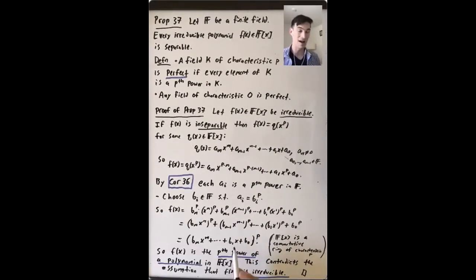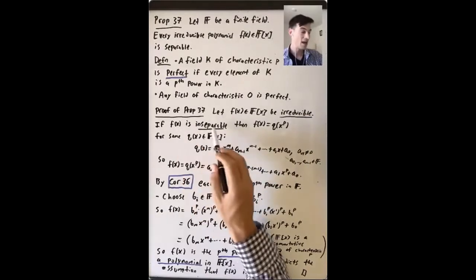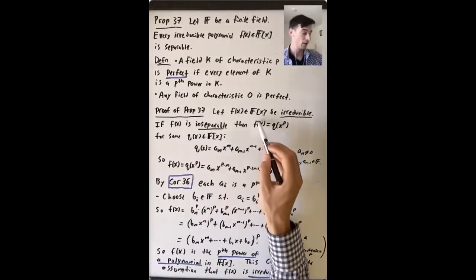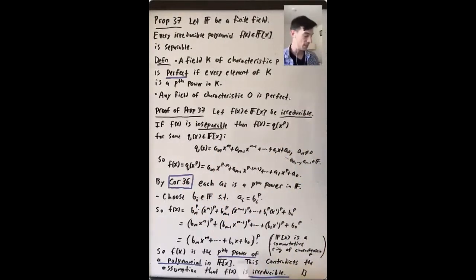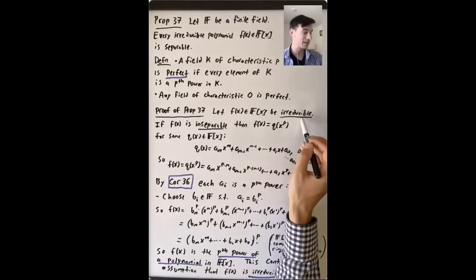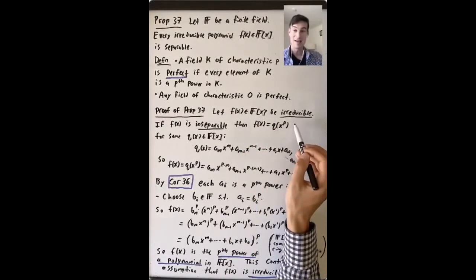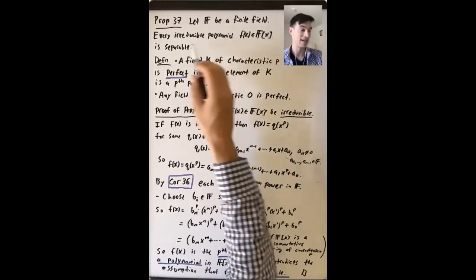What is the thing that we're contradicting? If f(x) is inseparable, then we showed that it's the pth power of a polynomial. So in fact, it's not irreducible. So if f(x) is irreducible, then f(x) is separable.